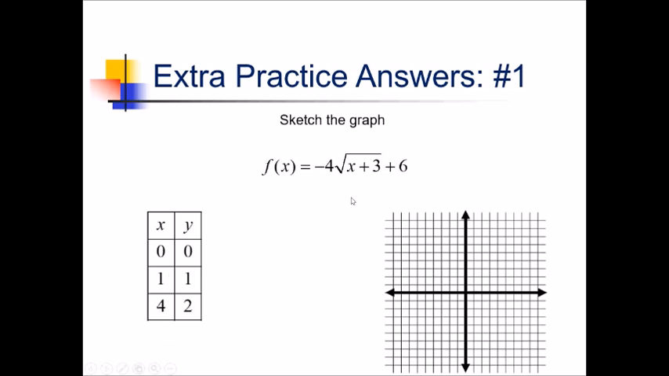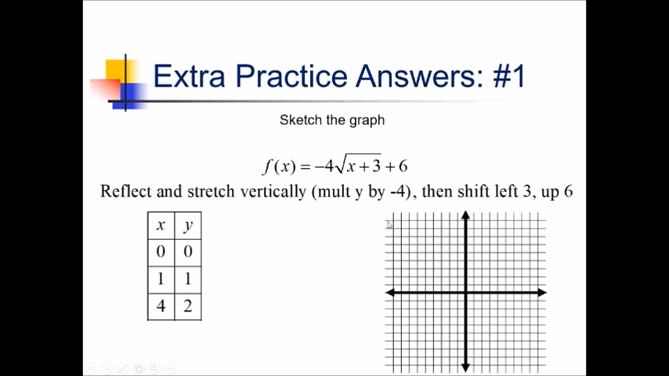And now let's take note of the transformations going on up here. This negative 4 outside the function is doing a couple things. The negative is reflecting us vertically. The 4 is stretching us vertically. In sum, we're actually just multiplying by negative 4 on the y values, for that piece of it anyway. Now the plus 3 inside is shifting us to the left 3, opposite of what you expect. The plus 6 is shifting us up 6, so left 3 and up 6 is the rest of it.